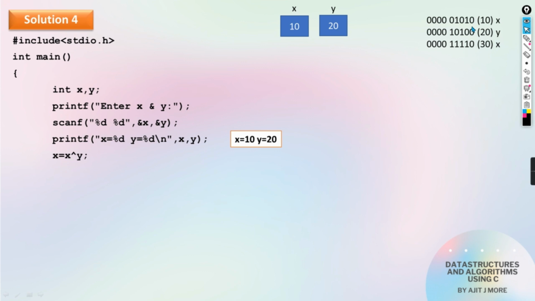So 0 XOR 0 is 0. 1 XOR 0 is 1. 0 XOR 1 is 1. 1 XOR 0 is 1. 0 XOR 1 is 1. And the remaining are all 0, because I told you when both corresponding bits are the same, the result is 0, and when the bits are different, the result is 1. Now this is the result of x XOR y, which we have kept in x only.